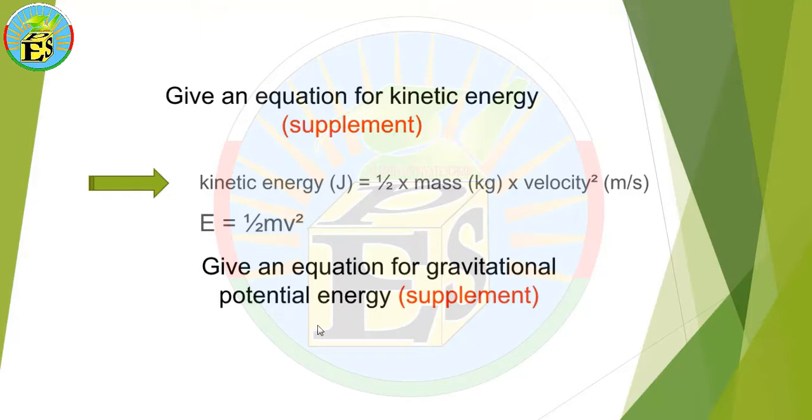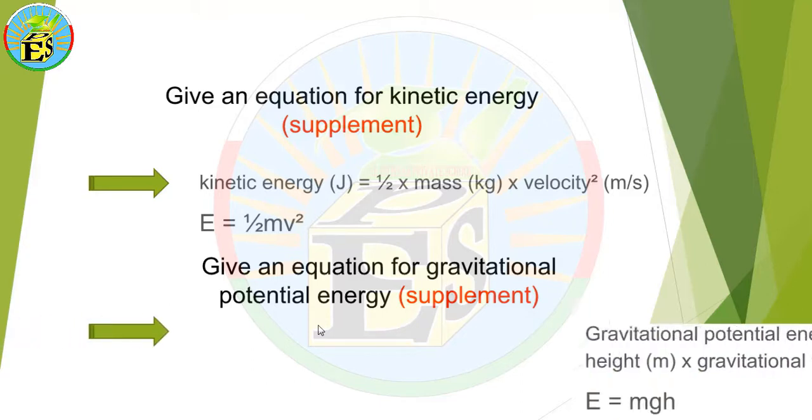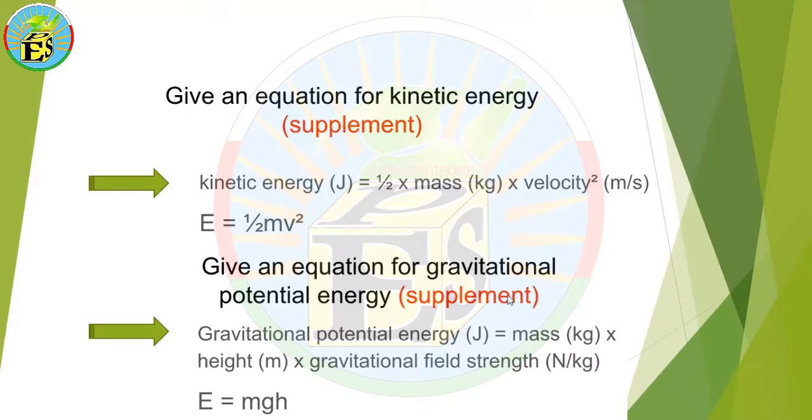Next: given the equation for gravitational potential energy. It's related to the height of the object, its mass, and the gravitational acceleration. So gravitational potential energy equals mass multiplied by height multiplied by gravitational field strength. The unit of kinetic energy is the joule, and the unit of potential energy is also the joule. Mass is in kilograms, velocity in meters per second, and gravitational field strength in newtons per kilogram.